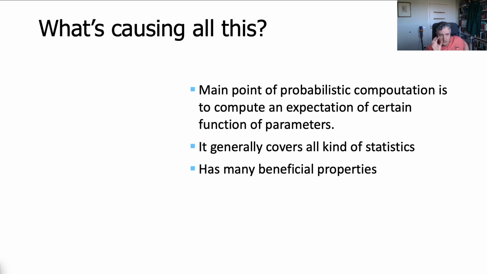The main point of our computation is to determine the expected value of certain functions of random variables. This very general term covers all kinds of statistical functions that allow you to get some information about the model, about considered variables, and it is a property that has many benefits. This is a very useful quantity, the expectation, because it is easy to compute and you can do a lot with that.